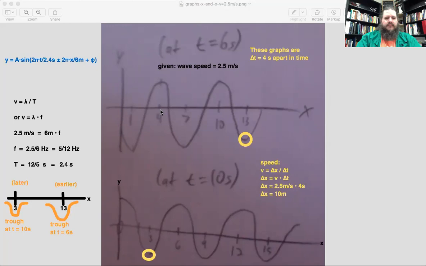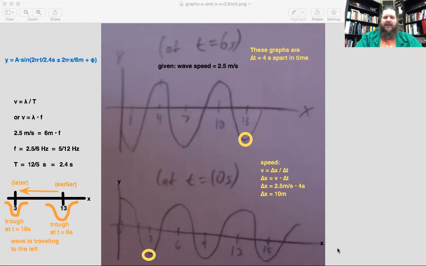Should be the wave traveling to the left. Yeah. From the earlier instant to the later instant, we're going from x equals 13 towards x equals 3. So that's traveling to the left, that is, in the negative x direction. So that's how we can figure out the direction of travel.